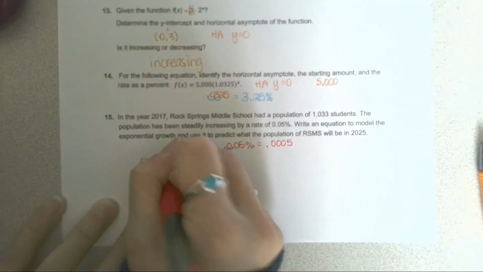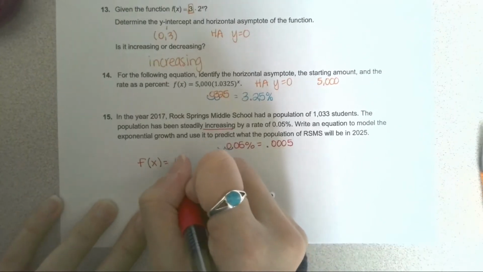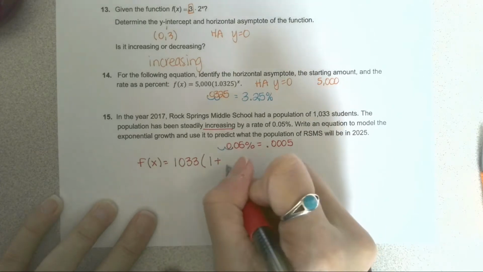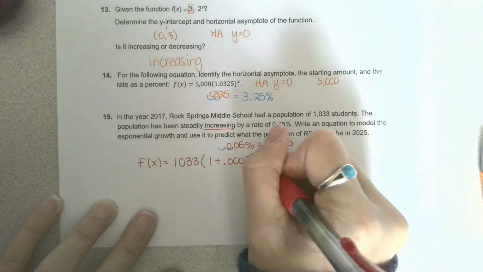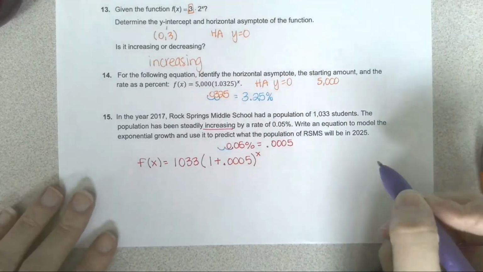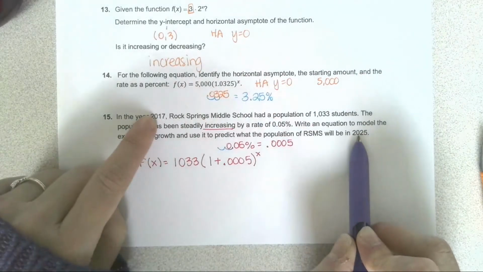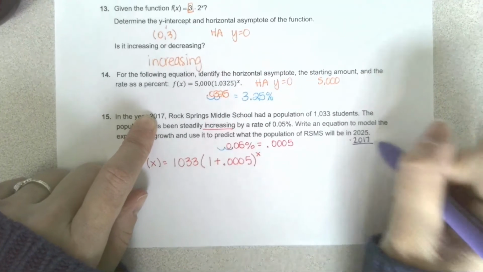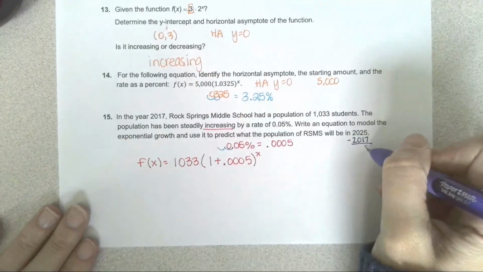We are increasing, so when I write this, we're going to do our starting amount, 1033 times 1 plus 0.0005. Remember, we're adding because it's increasing. Now, to find what we're plugging in for x to get to 2025, our initial year was 2017, so I want to subtract these to determine what we're plugging in for x, and it looks like it's going to be 8.